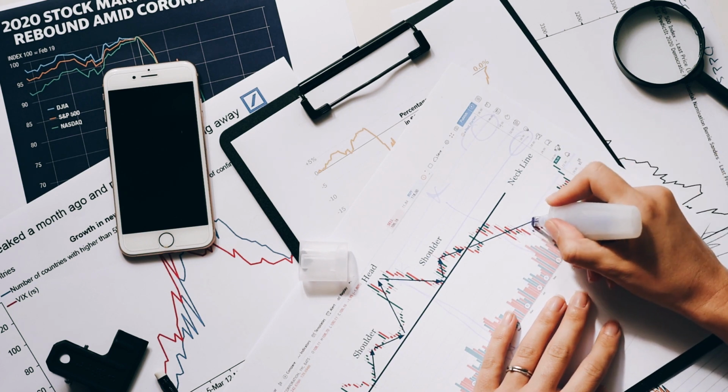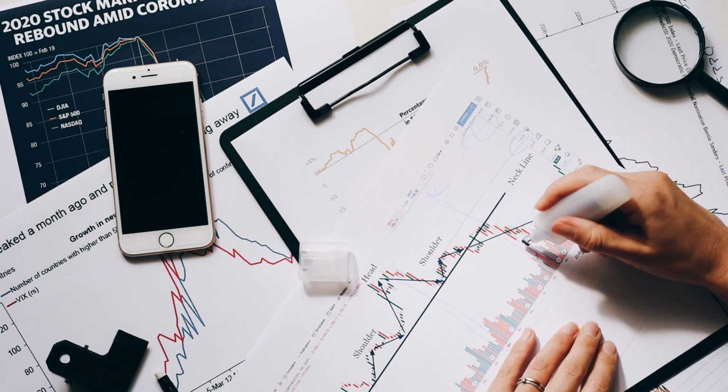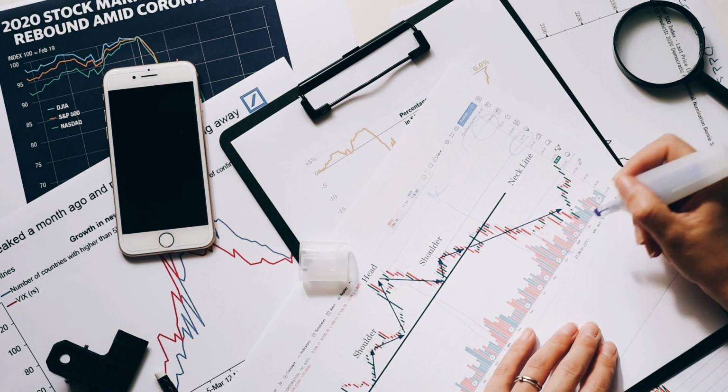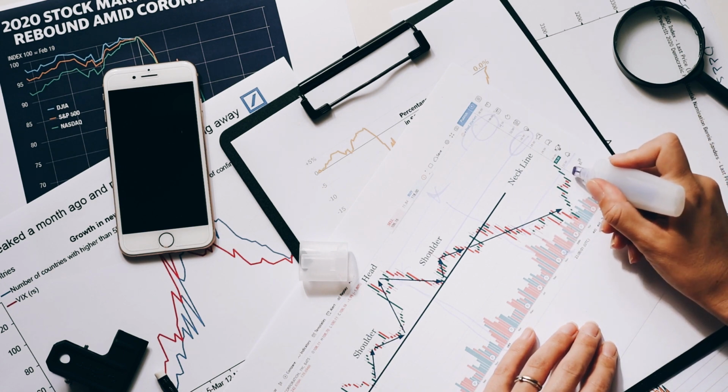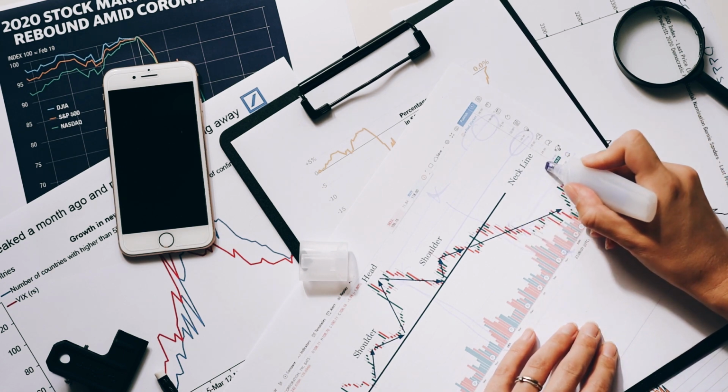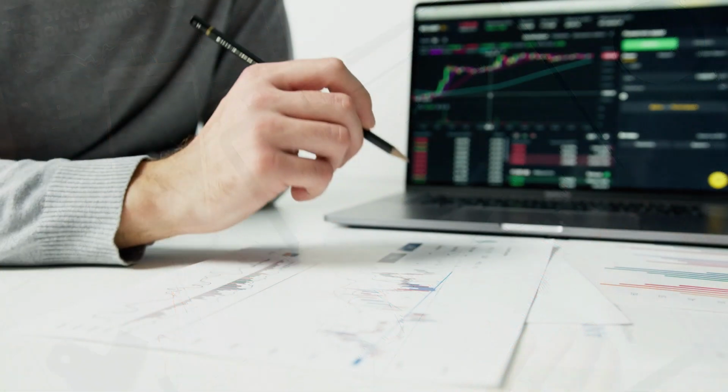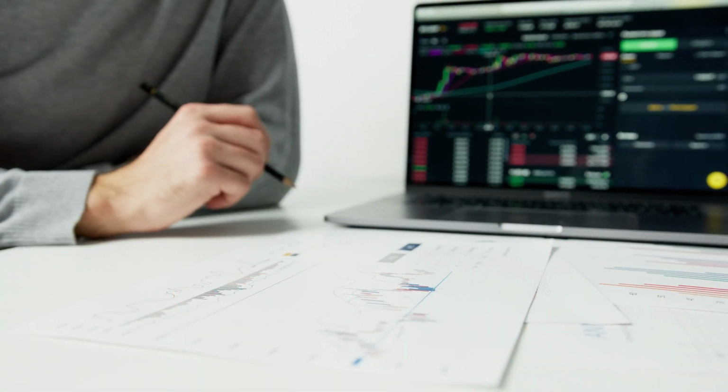Number two is the competitive landscape. Analyze the company's position in the market and the level of competition. Look for potential threats to the company's position, such as new entrants and disruptive technology.